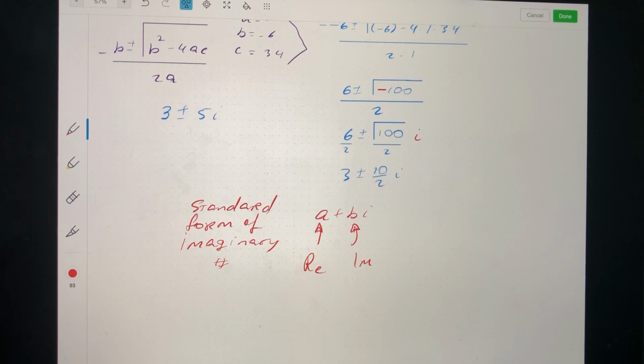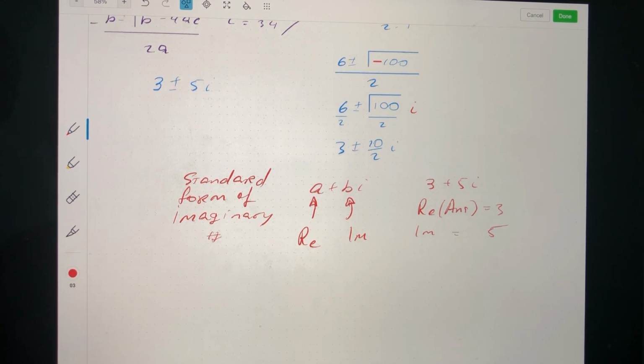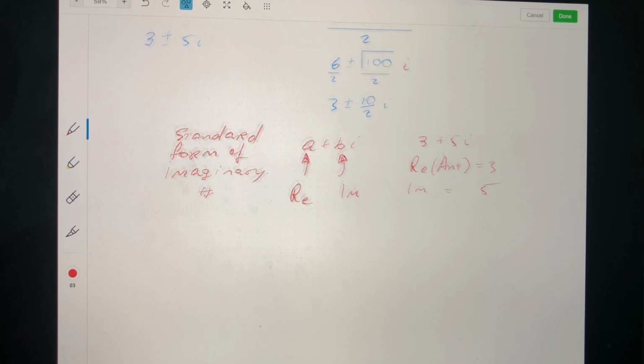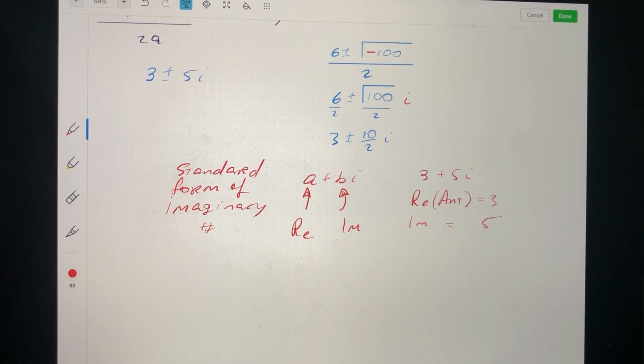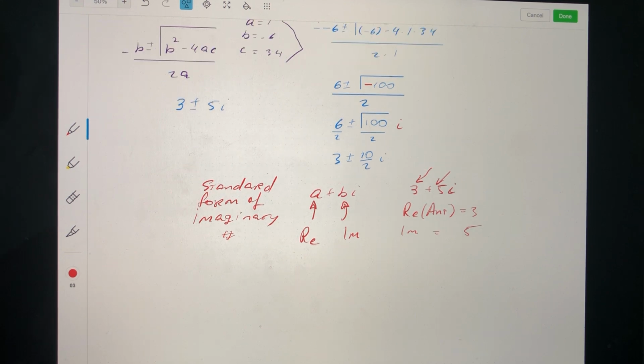So for our example, we had 3 plus 5i. The real part of our answer was 3, and the imaginary part was 5. And sometimes we will be asked to figure out which part is real and which part is imaginary. The number that is connected to the i, that's the imaginary one. The number without the i is the real part. That's all there is to it.